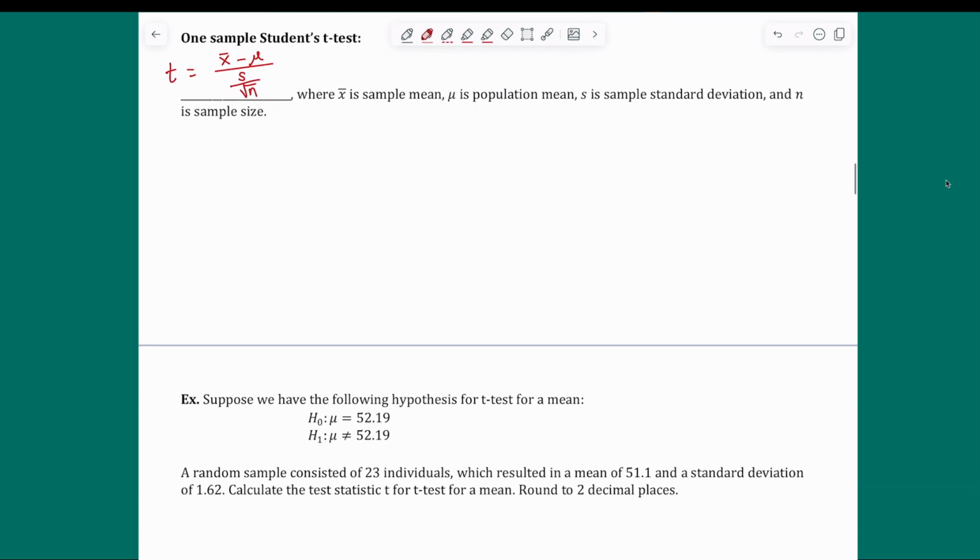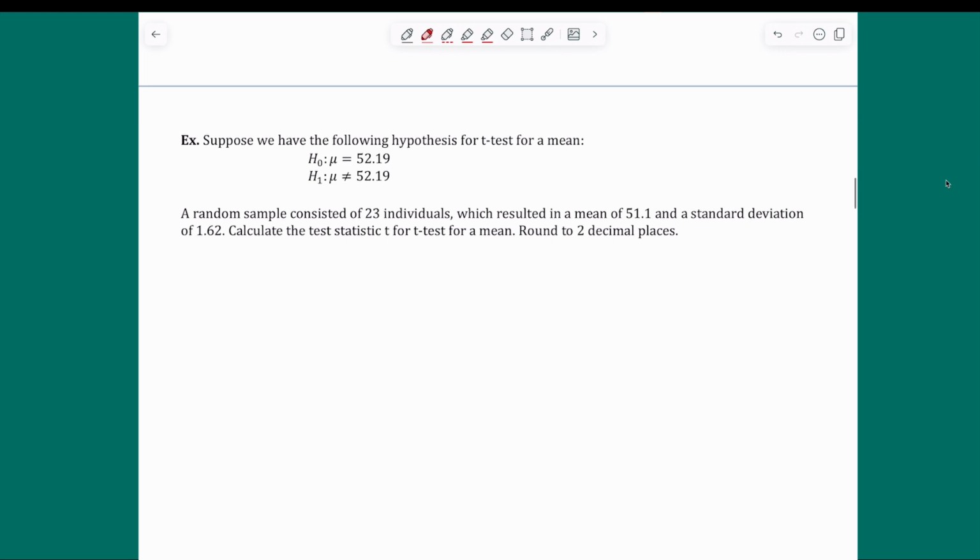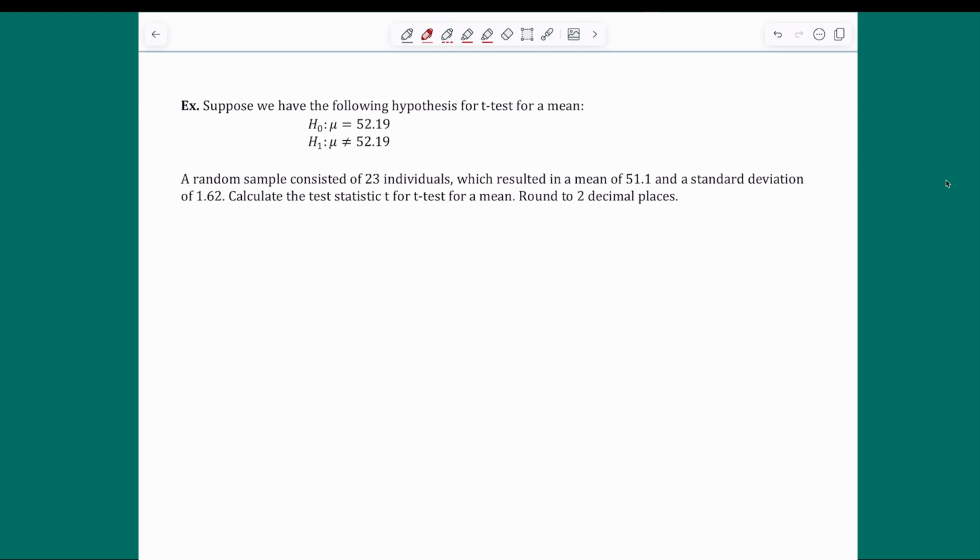So let's do some calculations to see how we come up with these test statistics. Suppose we have the following hypothesis for a t-test for a mean. Once again, they come in pairs, right? The null hypothesis is the claim that mu, the population mean, is equal to 52.19. The alternate hypothesis is not equal to 52.19. A random sample consisting of 23 individuals resulted in a mean of 51.1 and a standard deviation of 1.62. Calculate the test statistic t for a mean, rounding to 2 decimal places.